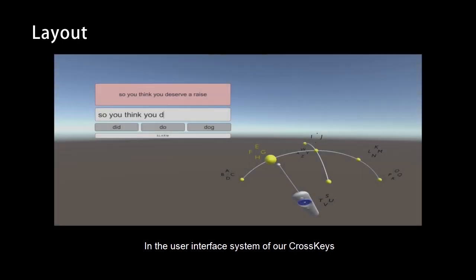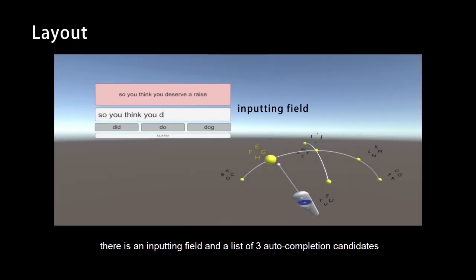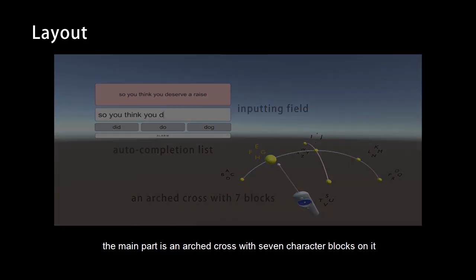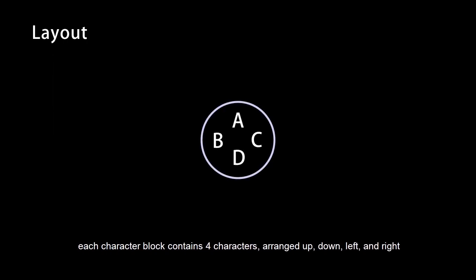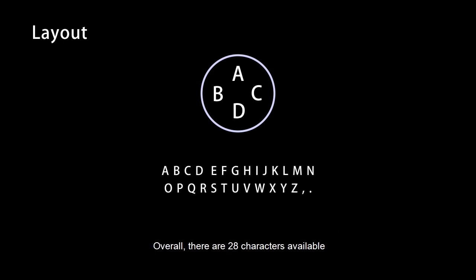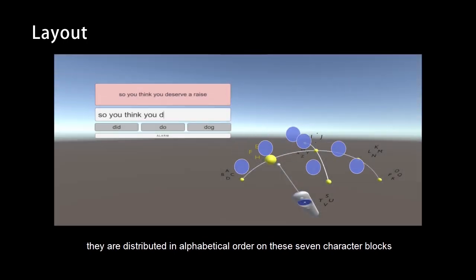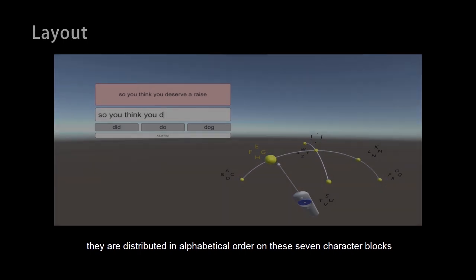method for virtual reality. In the user interface system of our CrossKeys, there is an inputting field and a list of 3 auto-completion candidates. The main part is an arch cross with 7 character blocks on it. Each character block contains 4 characters, arranged up, down, left, and right. Overall, there are 28 characters available, consisting of 26 English letters and 2 special symbols, comma and period. They are distributed in alphabetical order on these 7 character blocks.